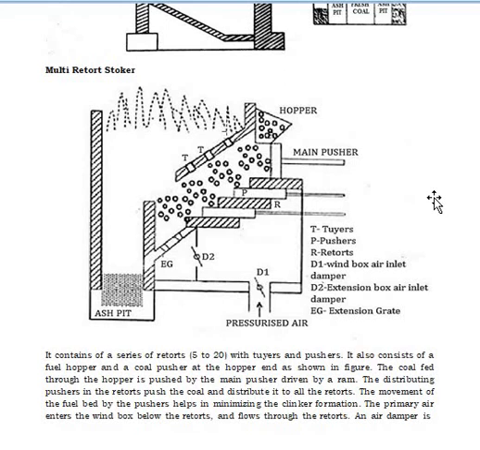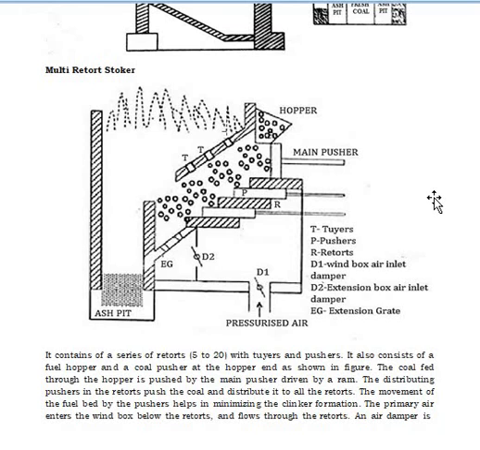At the hopper end, you all can see both the fuel hopper and the coal pusher, which pushes the coal. The coal fed through the hopper is pushed by the main pusher driven by a ram. The distributing pushers in the retorts push the coal and distribute it to all retorts. The movement of the fuel fed by the pushers helps in minimizing the clinker formation.